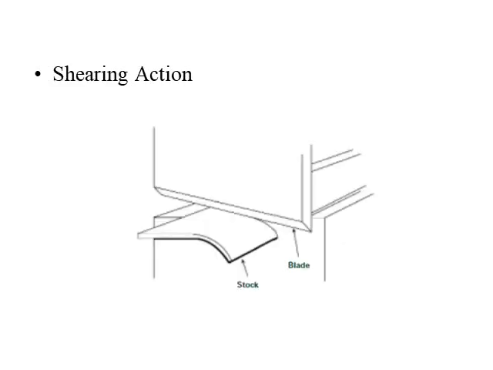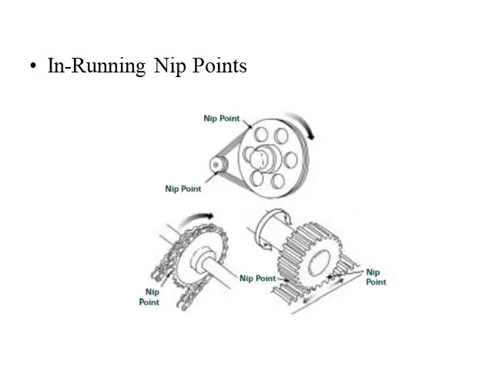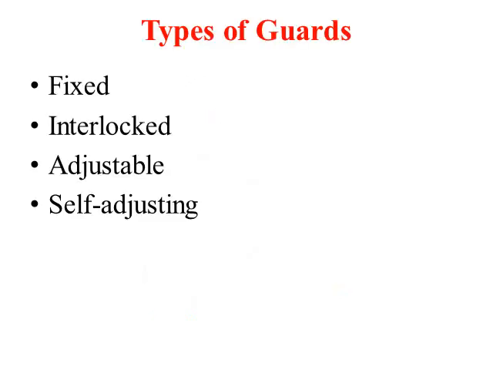Even for shearing action, we need safety guards. Then there are in-running nip points. When we say in-running nip points, it means the point of contact. You can see in the sketches, maybe between the pulley and the belt, the contact is usually a line contact. That point is called the nip contact. If accidentally our shirt or our hand touches those points, we just get pulled into it. So all the nip points have to be provided with safety guards.